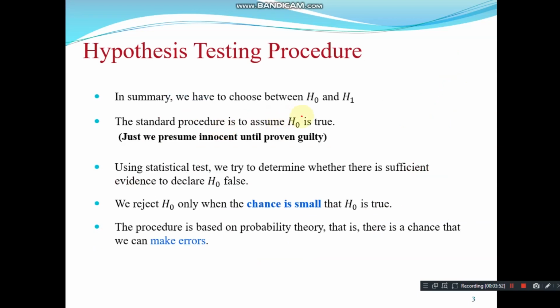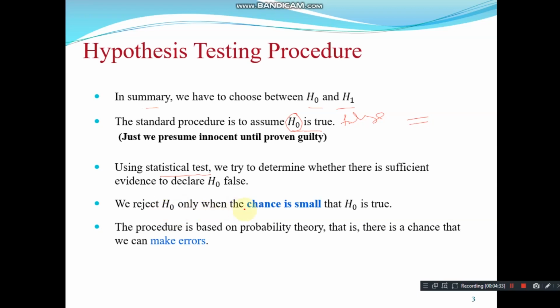So we have to choose H0 and H1. This is the summary of the procedure. The standard procedure is to assume H0, whether it is true or false, but H0 always should have the equality sign. Using statistical tests, we try to determine whether there is sufficient evidence to declare H0 false. But what type of statistic you have to use, whether it is a large sample or small sample, related to the mean or standard deviation or proportion, accordingly we do it.